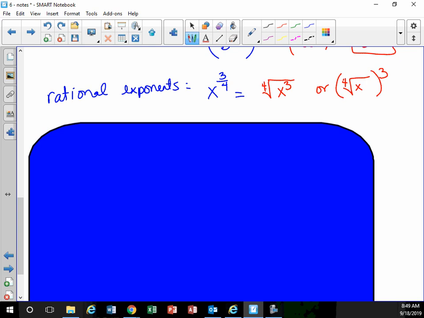If you actually have numbers and you're simplifying, you can pick whichever route is easier. Usually this one's easier if you have a number. So you take the root first to make a smaller number and then cube it, instead of having to take the 4th root of a really big number.